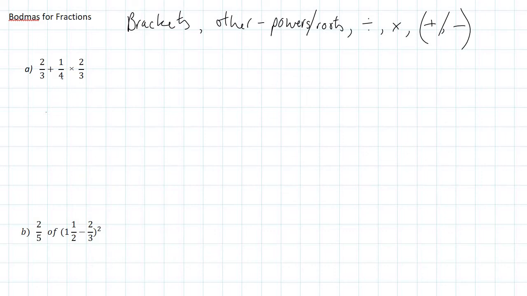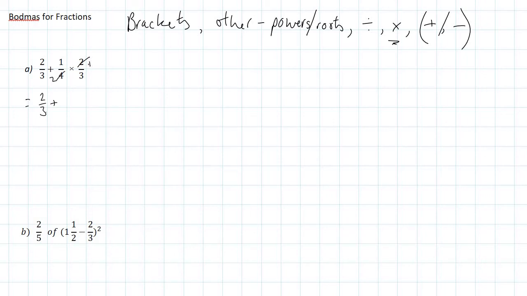Okay, so let's have a look. This first one's quite straightforward, and then the second one's got a bit of everything. So out of adding and multiplication, multiplication comes first, so we're going to do that first. We're just going to leave that 2/3 be and do this multiplication now. Having a look at this, we can simplify on the diagonal because 2 and 4 are both in the 2 times table. So if we divide them both by 2, we're left with a 1 and a 2.